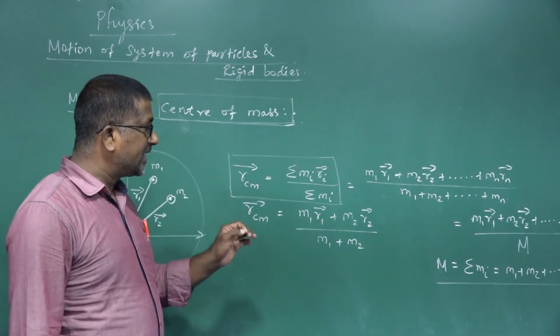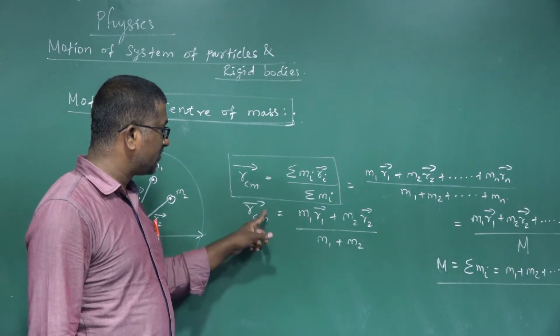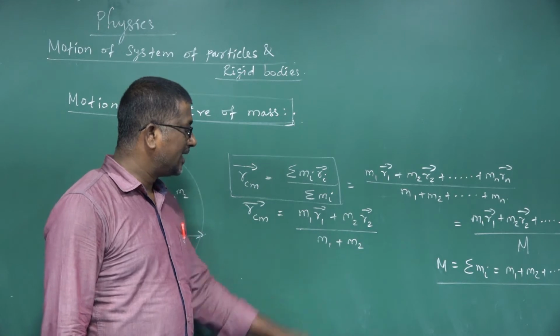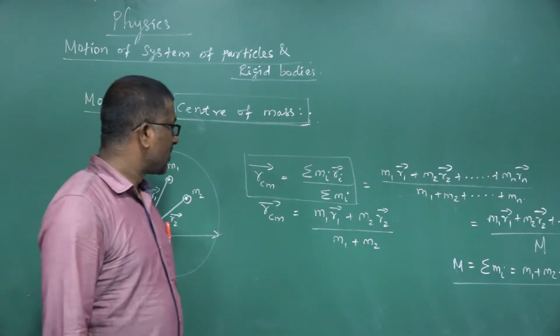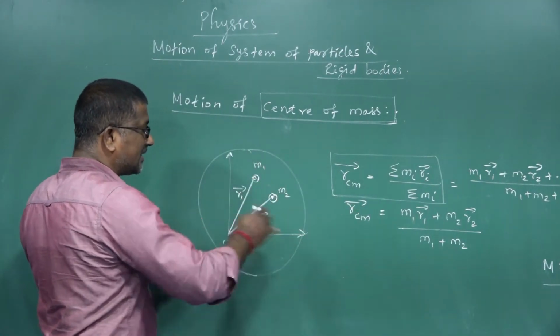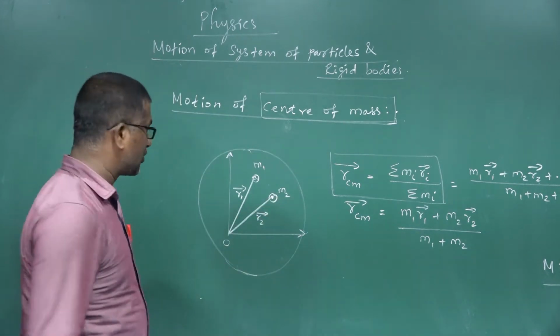If the system contains only two particles, then the position vector of the center of mass is R_CM vector equals m1 r1 vector plus m2 r2 vector divided by m1 plus m2. Suppose these two particles are aligned exactly in the positive x-axis direction like this.